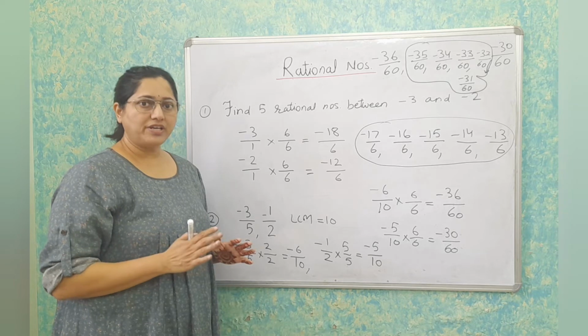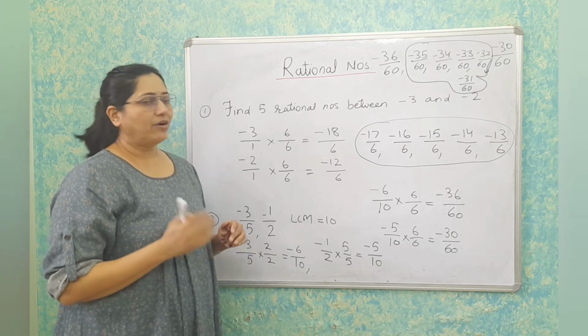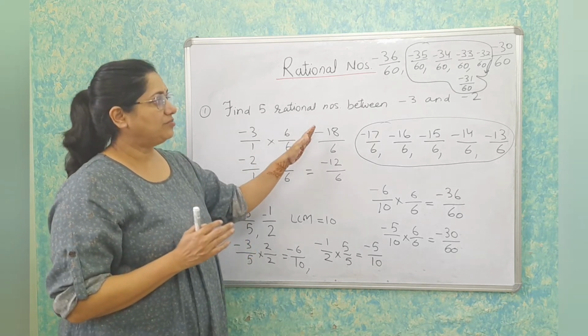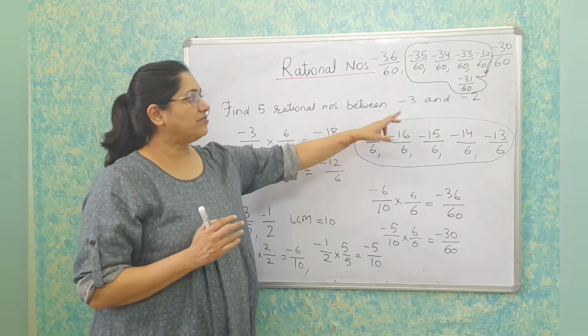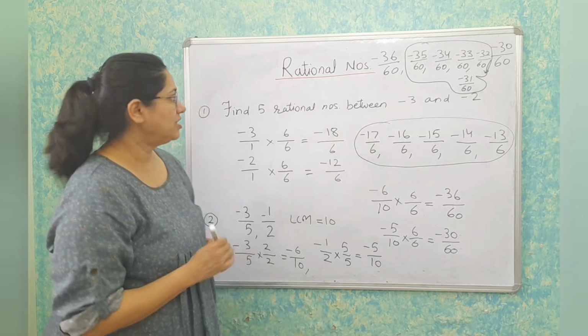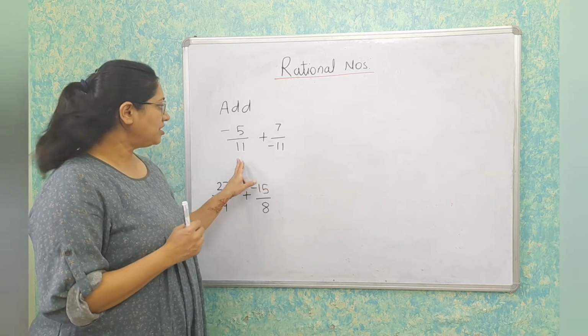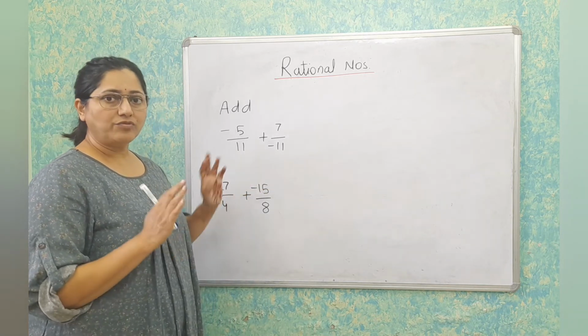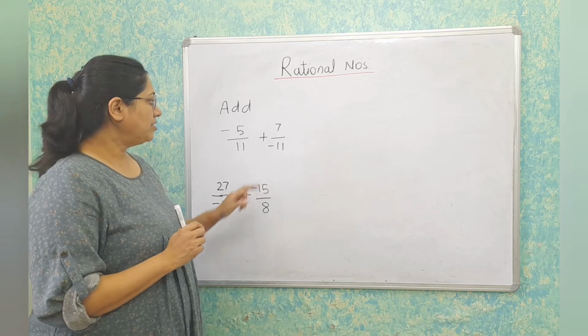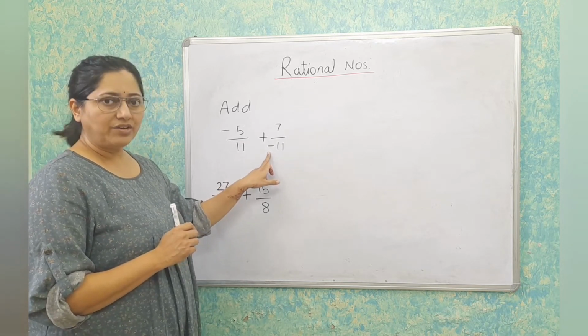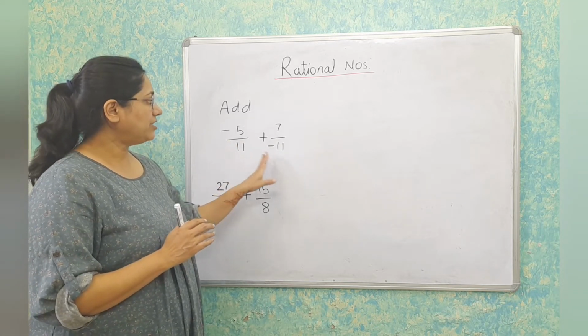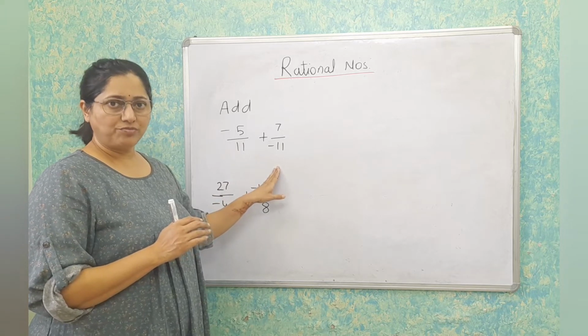I hope now it is very easy for you to understand how to find rational numbers in between, even though the numbers given are consecutive rational numbers. Now we have to add these two rational numbers. Both the rational numbers have the same denominator, so we don't have to take LCM. But this denominator is negative, and whenever we have to add rational numbers, the denominator should be positive.